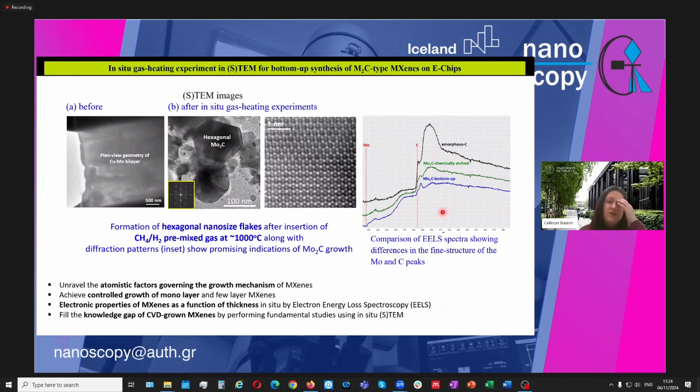So as I said again, it is important to try to understand what the atomistic factors governing the growth mechanism are, and to achieve a more controlled layer-by-layer growth of MXenes.